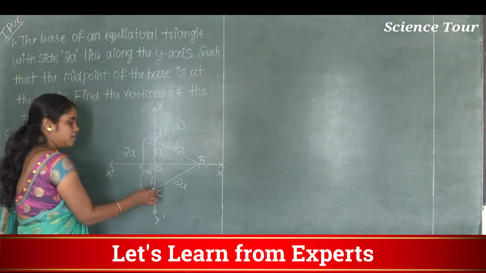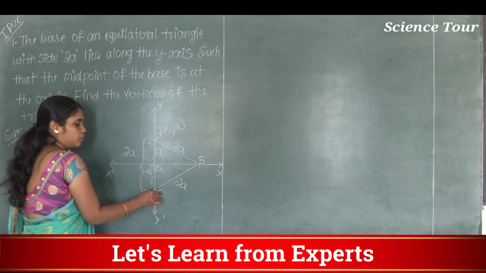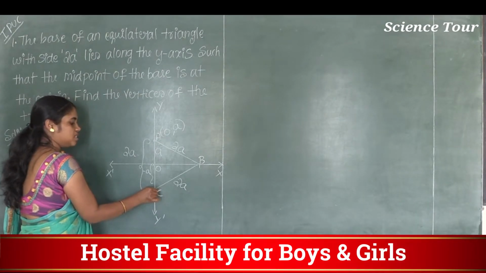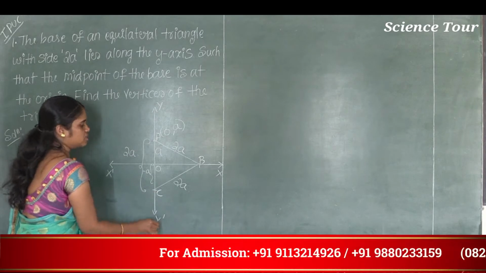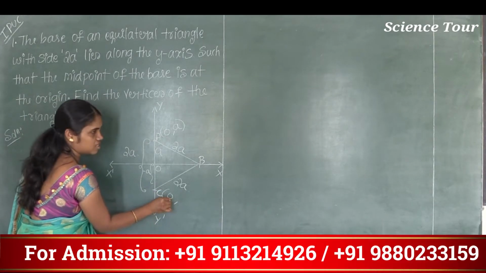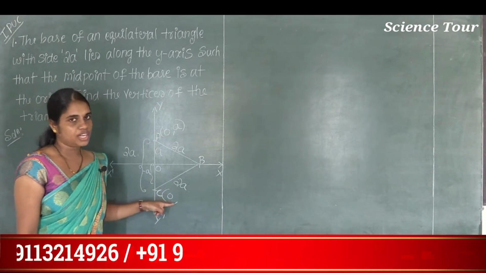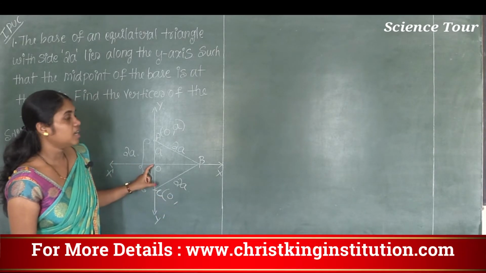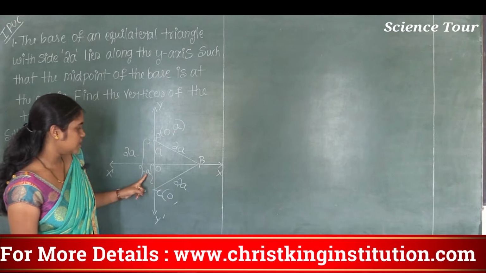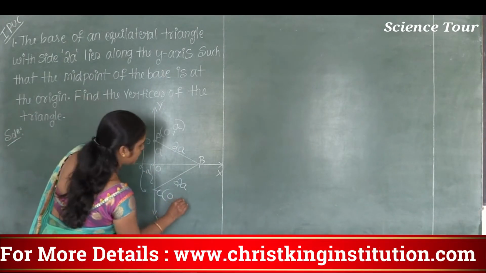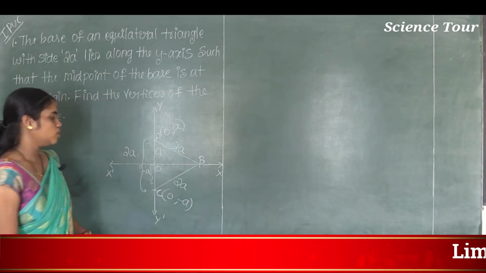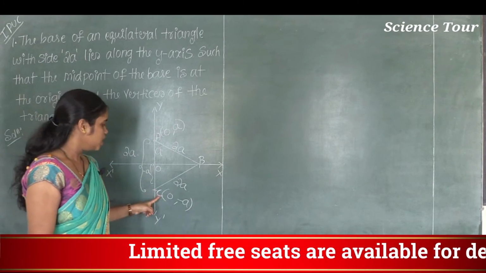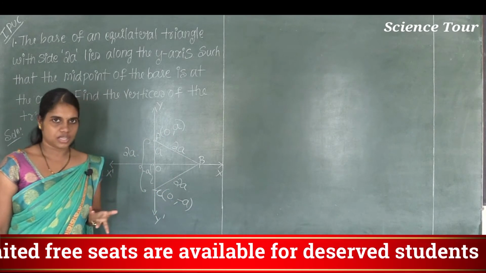Again, we'll see the coordinate of this point C. Again, you can observe here this point C lies on the y-axis. So what about its x coordinate? Its x coordinate is 0. Then what about its y coordinate? Its perpendicular distance from the x-axis, that is minus A. So students, you can observe here the coordinate of A is 0, A. The coordinate of C is 0, minus A.